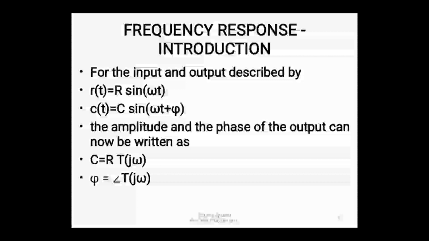For the input and output described by r(t) is equal to capital R into sine of omega t, and the output c(t) is equal to capital C into sine of omega t plus phi, the amplitude and the phase of the output can now be written as follows. The amplitude of the output capital C is equal to the amplitude of the input R into the amplitude of the transfer function, while the phase angle phi is nothing but the phase angle of the transfer function.